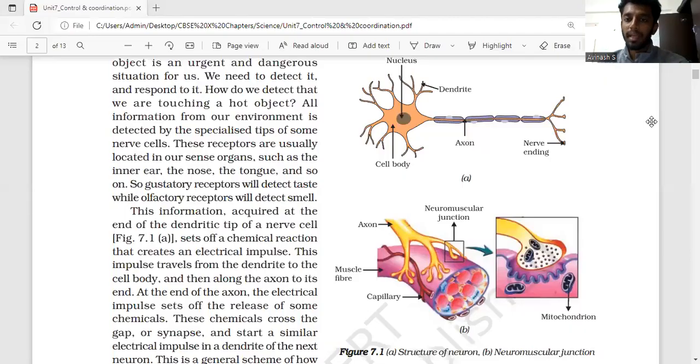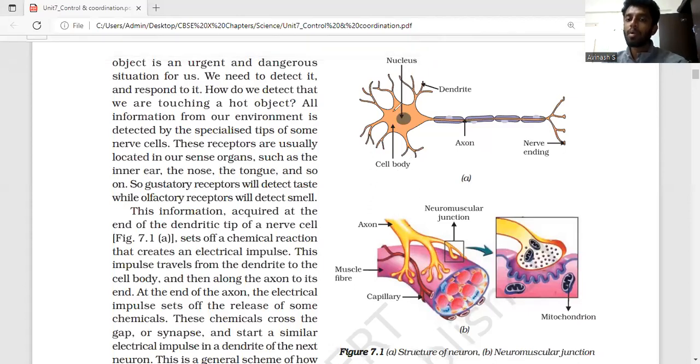So as I just explained, this is the structure of a neuron, as you all can see very clearly. So that is the cell body, nucleus, dendrite, axon, nerve ending, etc. Now, the part B diagram is a bit complicated, as you can see. What do they mean by the diagram? So this is the neuron. If you extend this, this is the neuron. This is the nerve ending of a neuron.